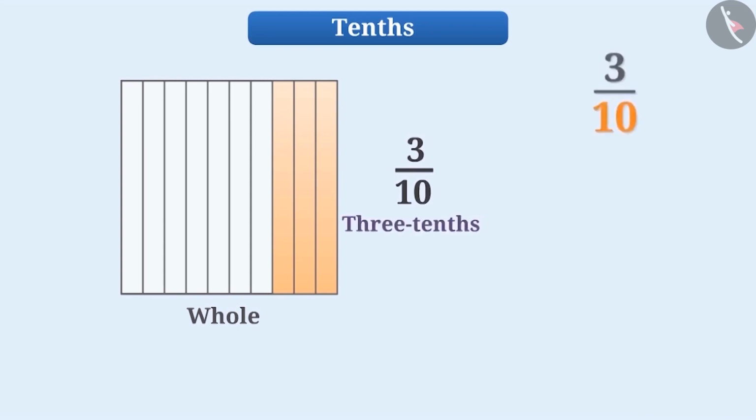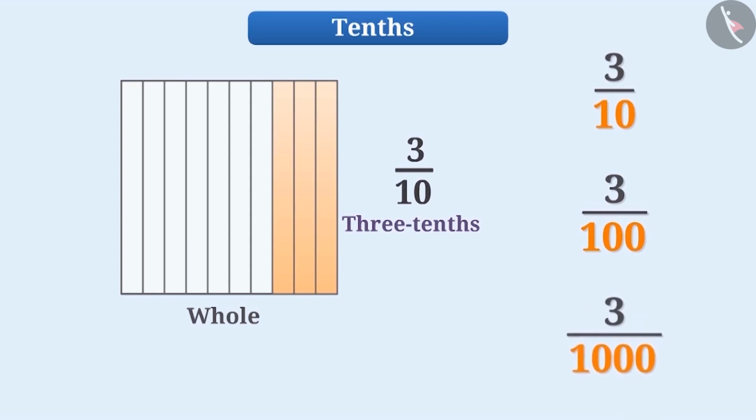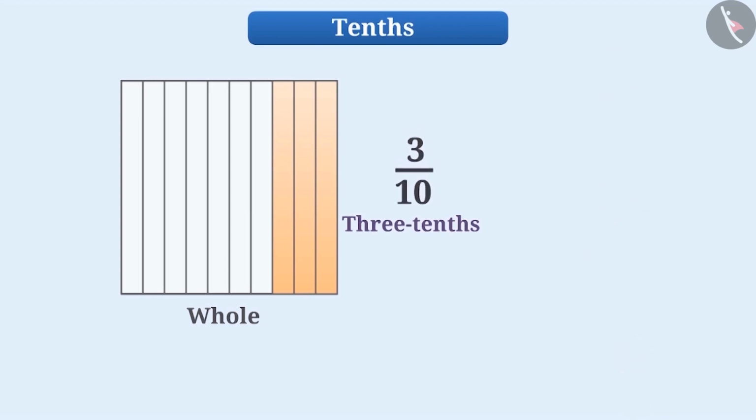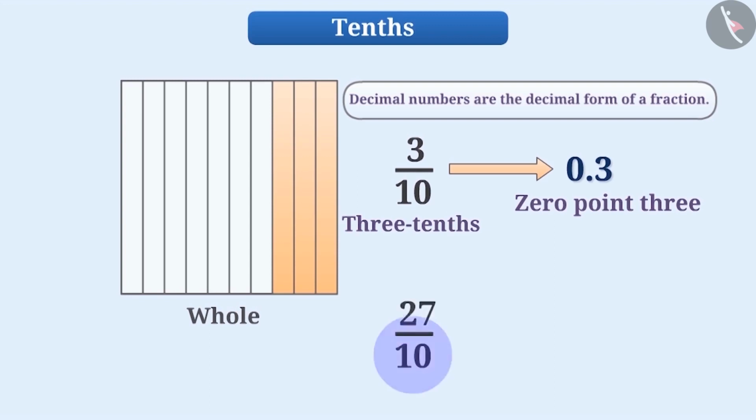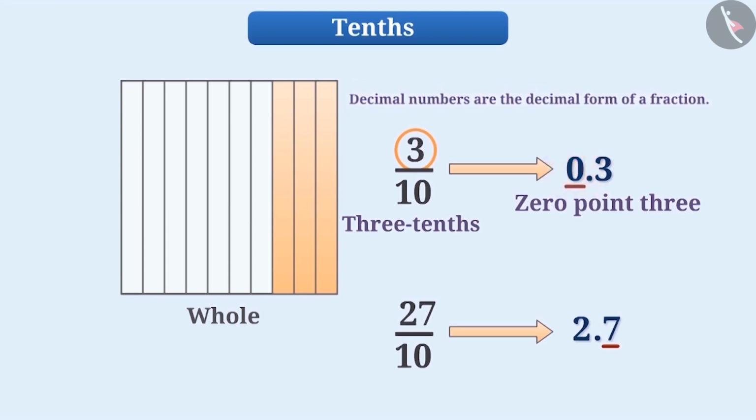We can represent any fraction in decimal form if its denominator is 10, 100, 1000, etc. Here, 3 by 10 is represented in decimal form as 0.3. Decimal numbers are obtained when fractions are represented in decimal form. Therefore, we can say that decimal numbers are the decimal form of a fraction. If the denominator of a fraction is 10, then to represent it in decimal form, we write the numerator first and then we place the decimal point before its rightmost digit. If there is only one digit in the numerator, then we place a 0 before the decimal point.